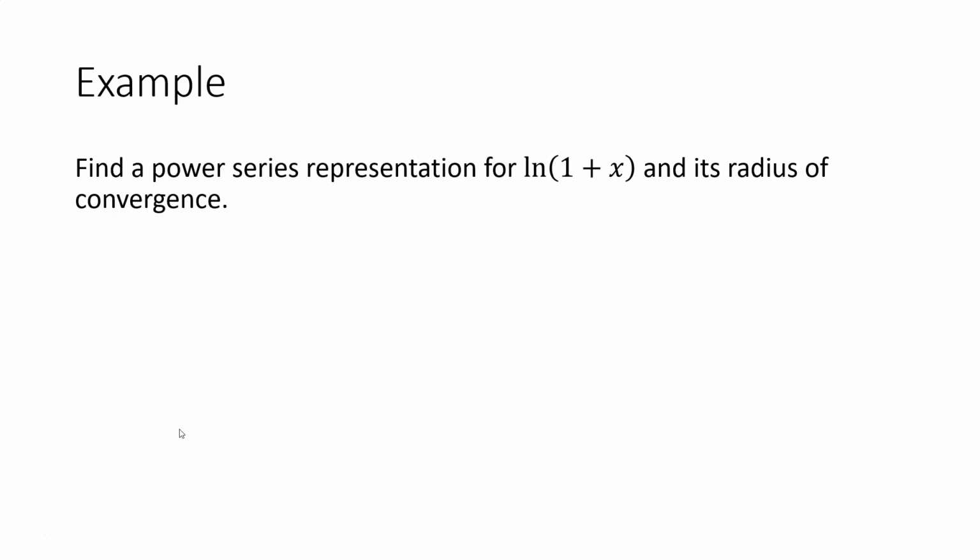In this example, we want to find a power series representation of the function ln of 1 plus x. Now in this case, what we might want to consider is manipulating the function 1 over 1 plus x through integration. And the reason is because we know that the integral of 1 over 1 plus x is exactly the function we're trying to express here. And we know that the function 1 over 1 plus x can be written as 1 over 1 minus negative x.